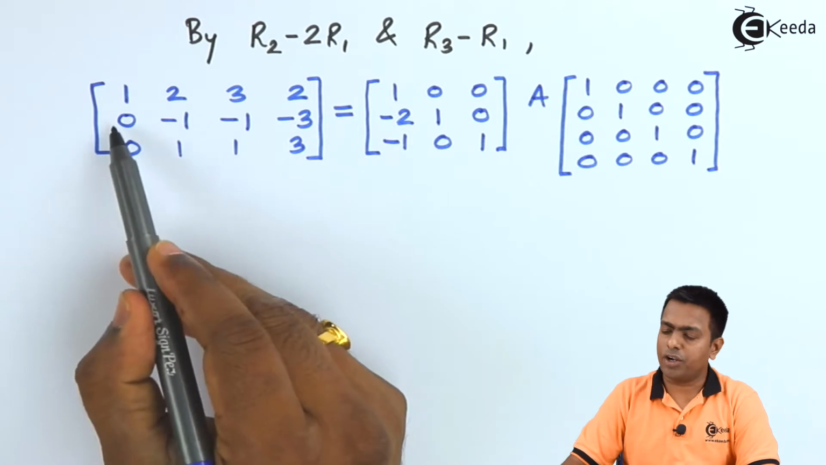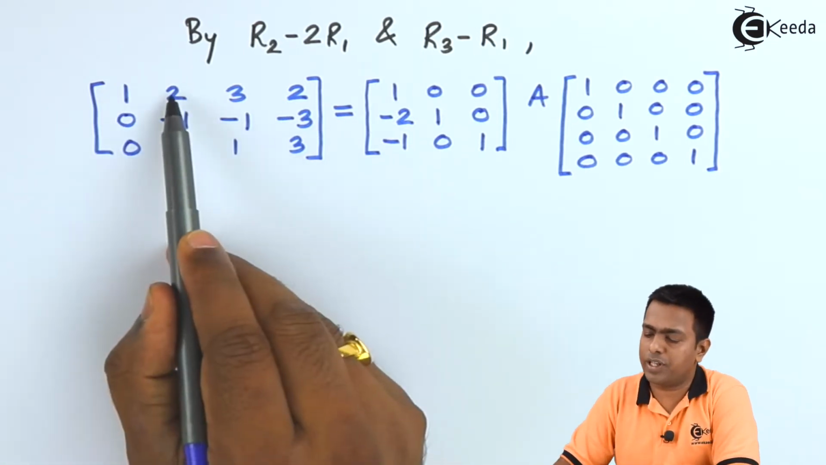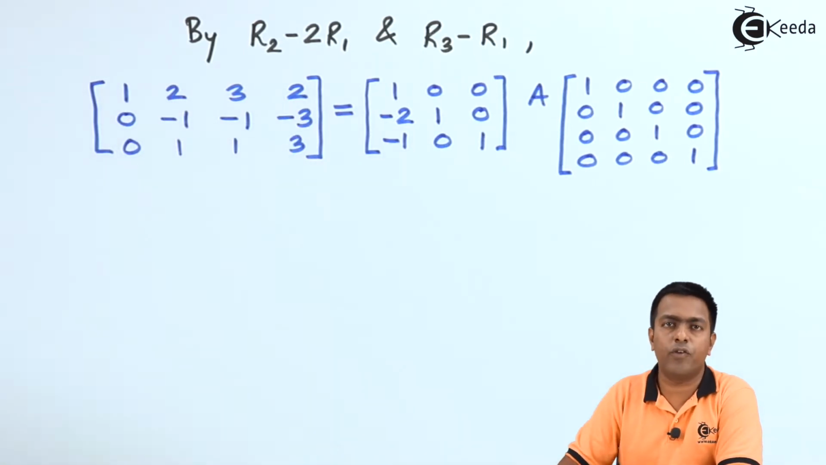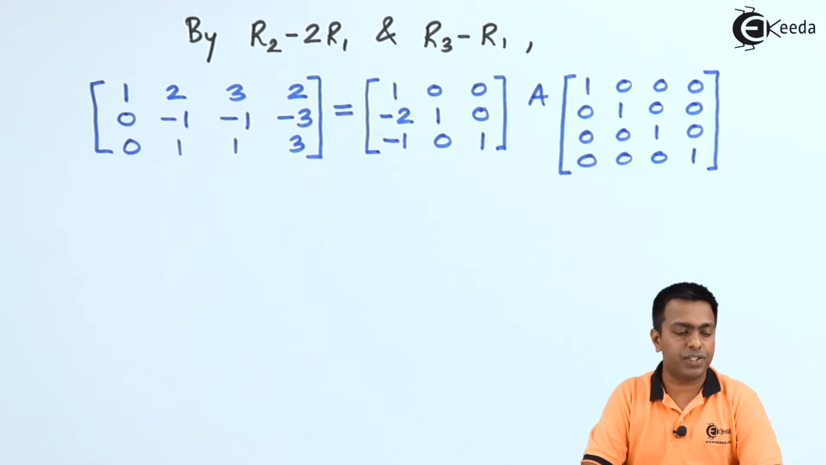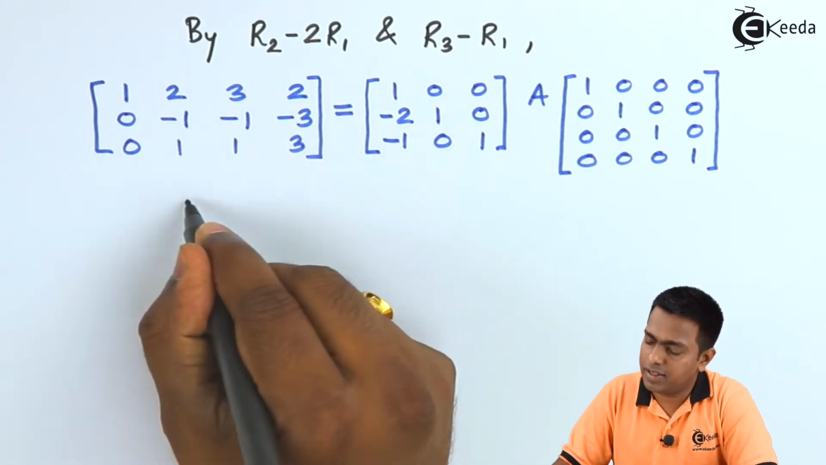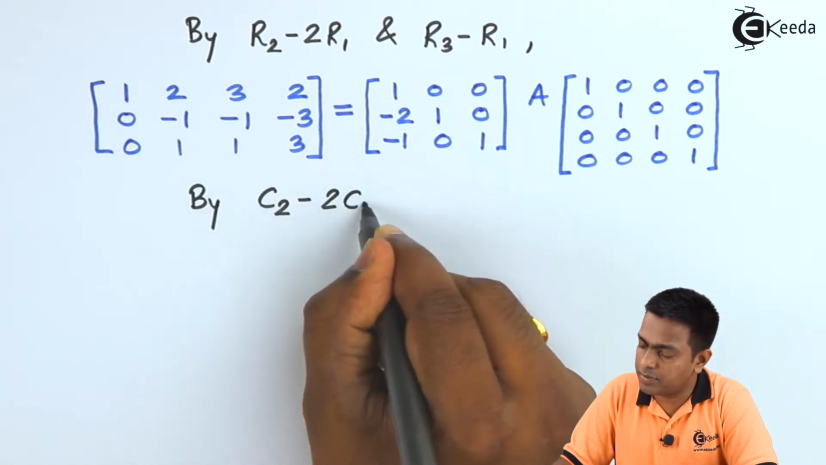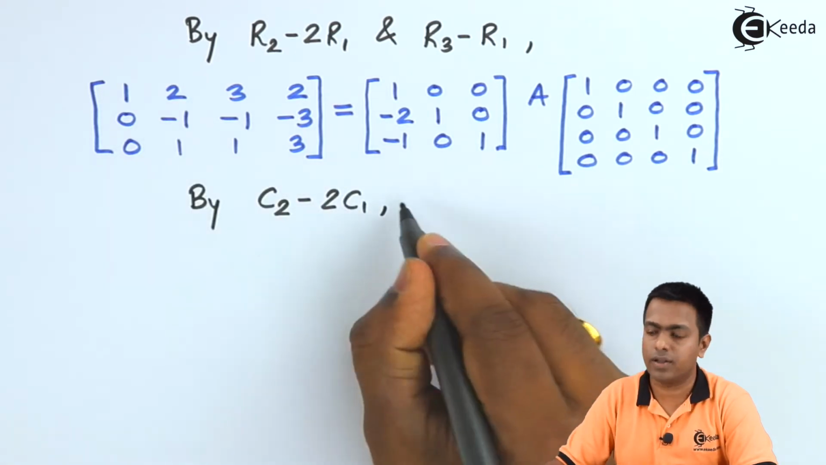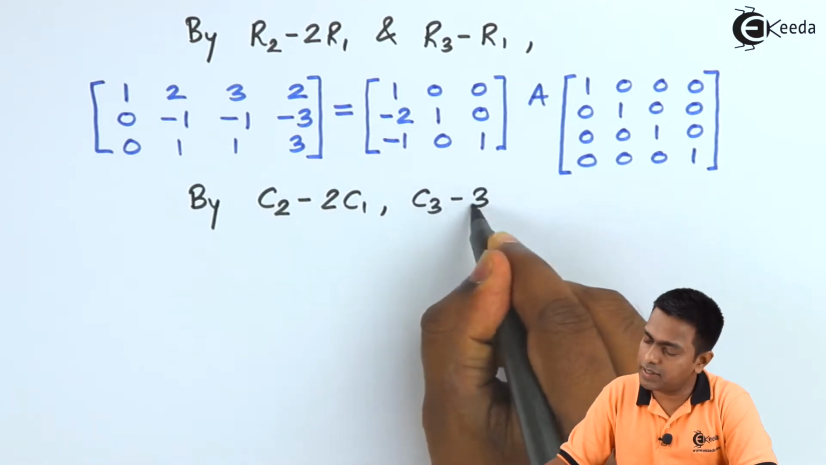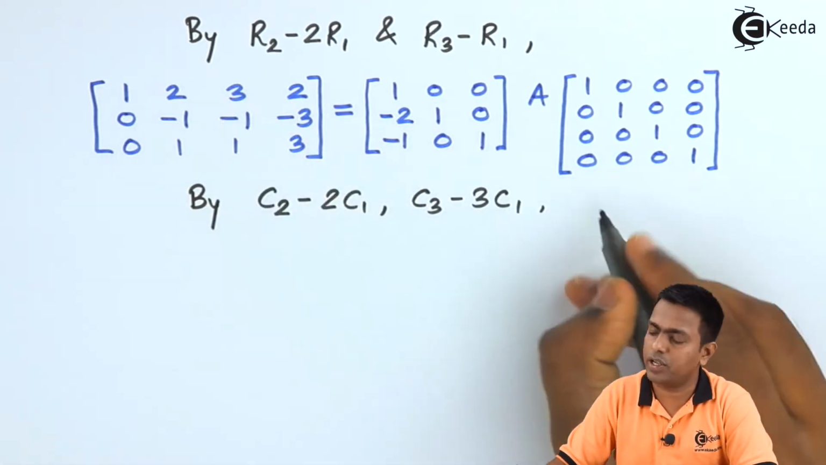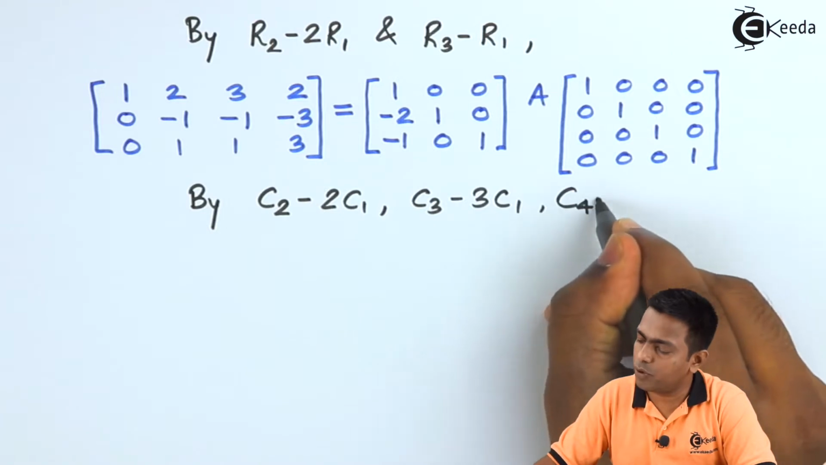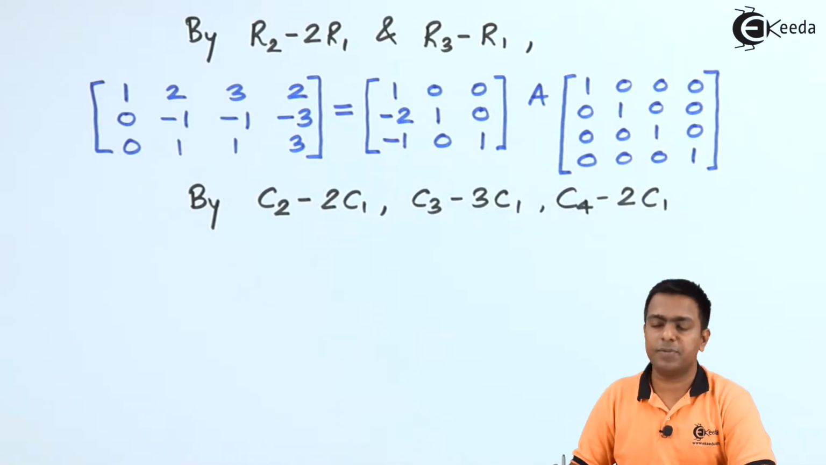Now, here we got 0. Now we'll bring 0 in the first row. So for that, we'll do the column transformation. So guys, here we'll say by doing C2 minus 2 times C1, so we'll get 0 here. C3 minus 3 times C1, we'll get 0 here. And C4 minus 2 times C1.